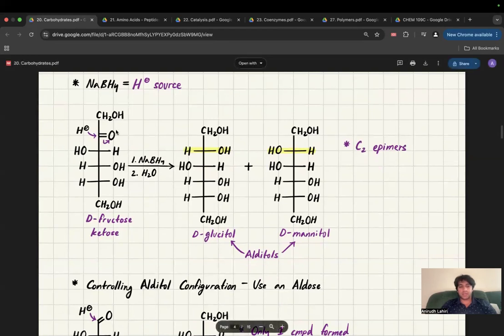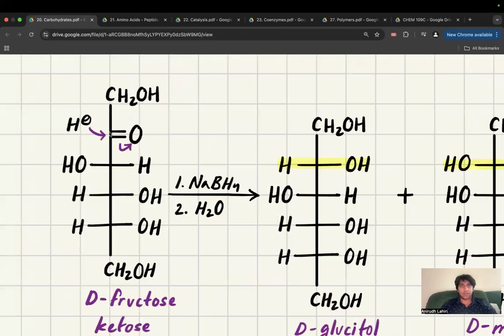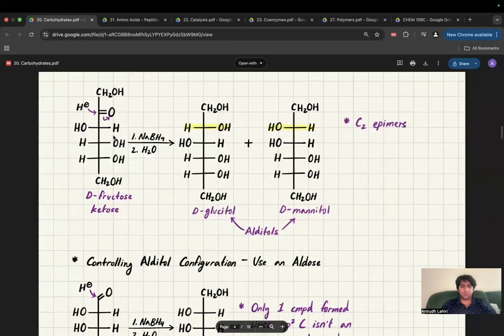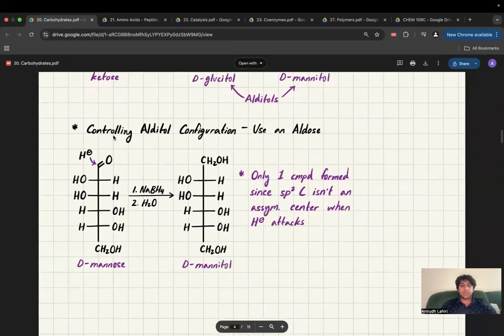Backside attack comes here, kicks up. Cool. That's it. And just recall that we form both of the C2 epimers because this does not have any stereo 3D orientation, right? So we could either add the H on this side or we could add it on this side. Cool. Controlling alditol configuration using an aldose.